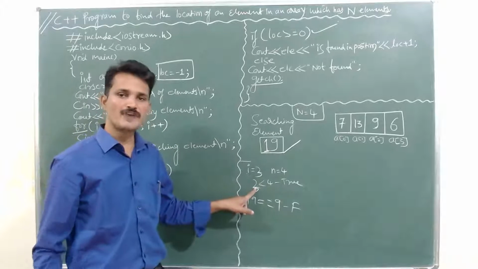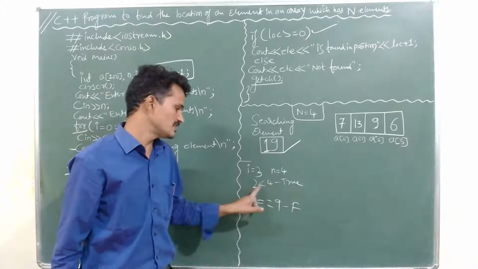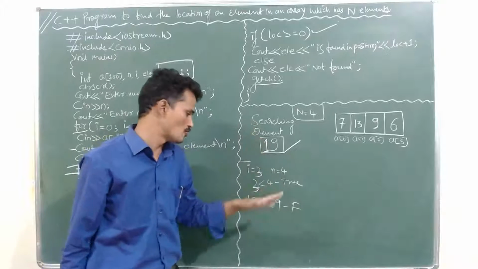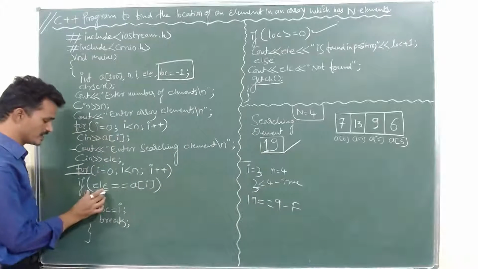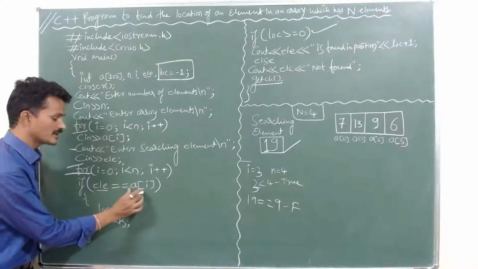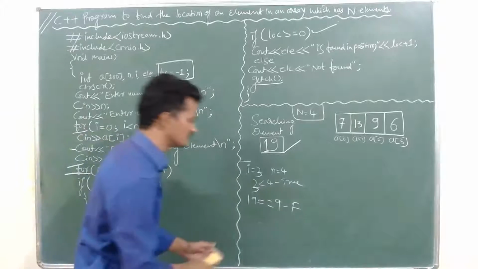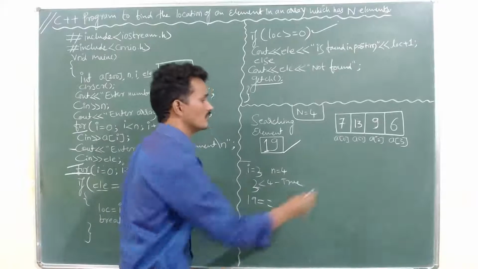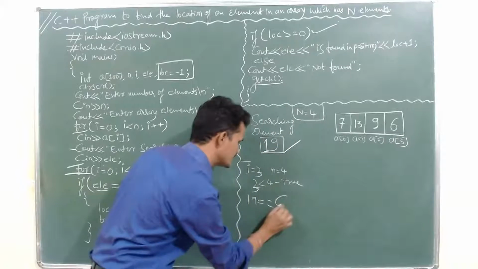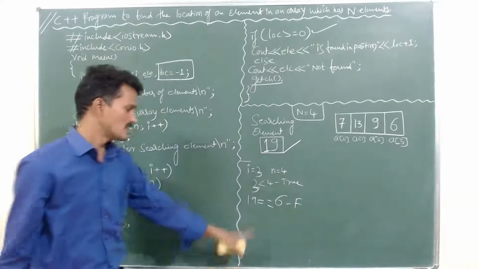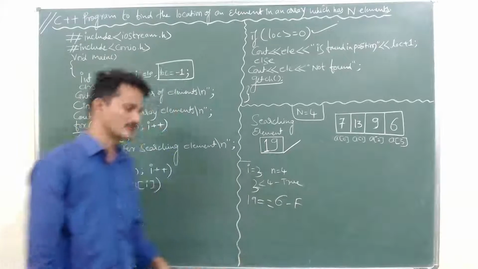That updated value of i must be compared with n. 3 is less than 4. Yes, it is true. True means again I have to execute the simple statement. If element is equal to A of i, element is the searching element. A of i means A of 3. What is the value stored in A of 3? 6. So 19 is equal to 6, condition false.